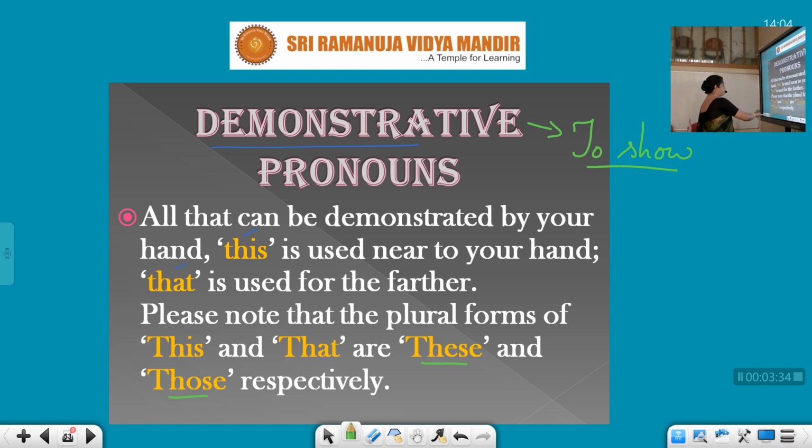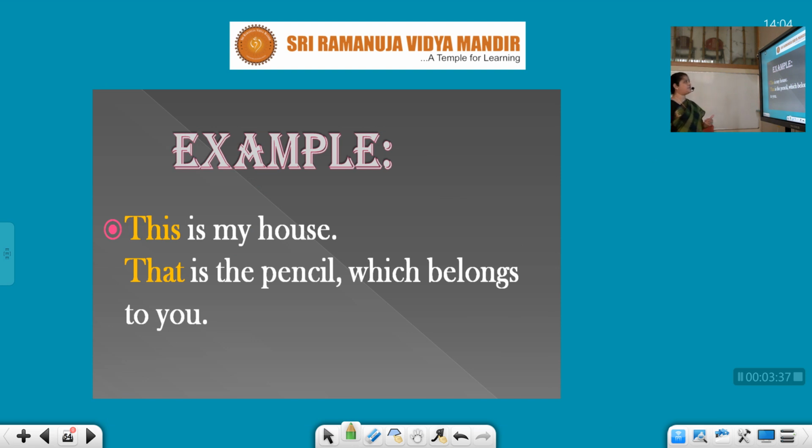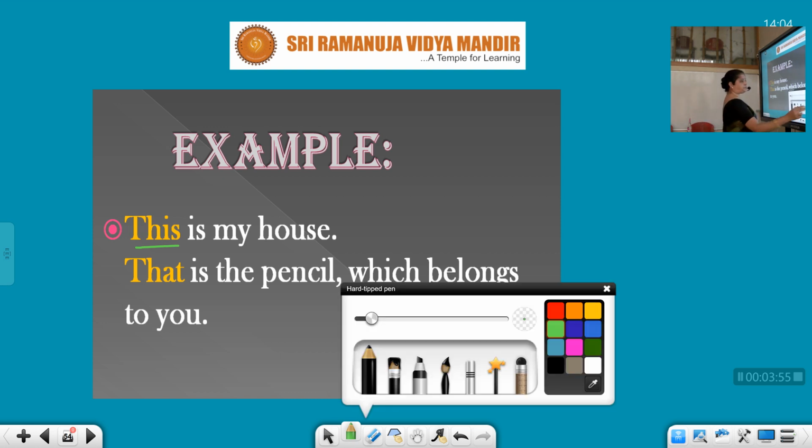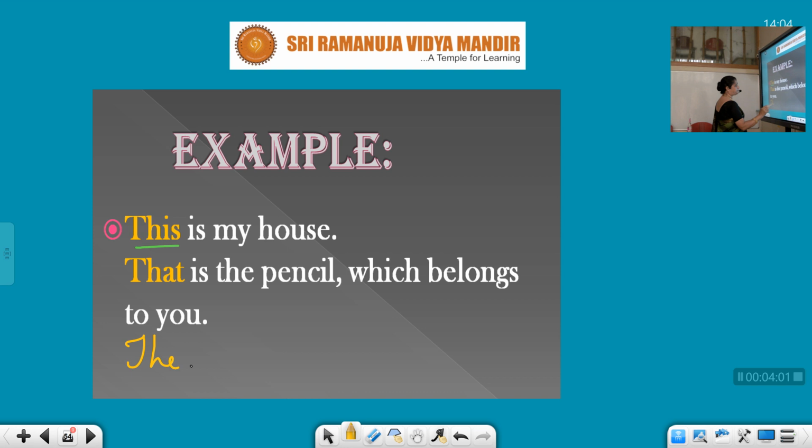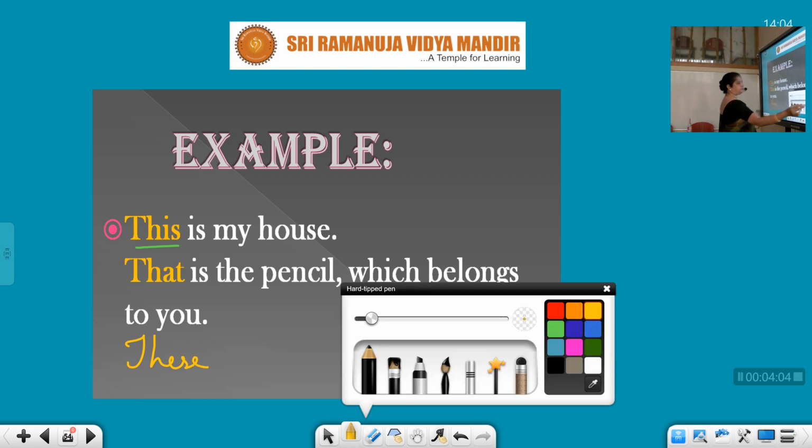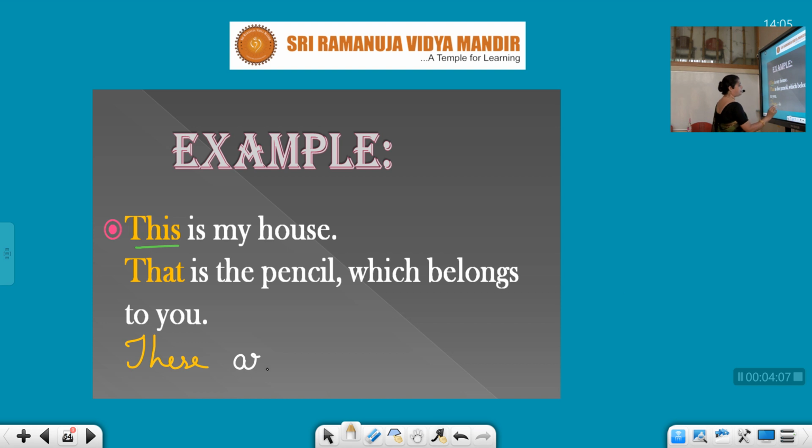And when you are going for an example, you can see here, students, this is my house. So you're demonstrating your house. You're showing your house. This, you're pointing, or you can say in a simpler way, you're pointing your house. This is my house. That is the pencil which belongs to you. In the same way, you can say, these are my books.